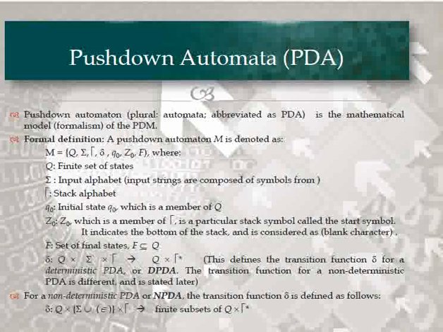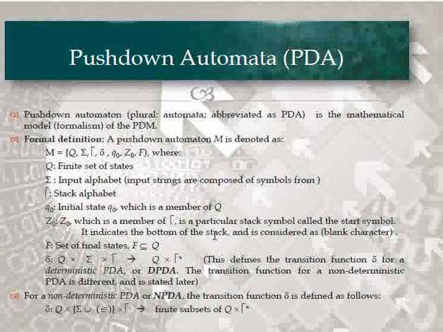Then we have a stack alphabet represented by Γ, which indicates the symbols that can be present on the stack. What you need to know is the input alphabet and the stack alphabet need not be one and the same. They can be one and the same, or they can be different symbols, or the stack alphabet could include the symbols of the input alphabet and a few more. Then Q0 indicates the initial state, which is a member of the finite set of states. Z0, which is a member of Γ, is a particular stack symbol called the start symbol, so it indicates the bottom of the stack, the blank character.